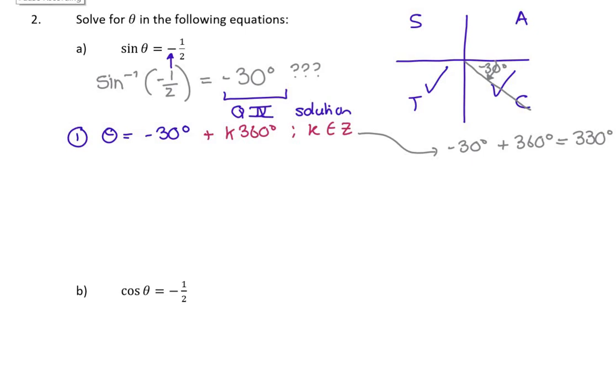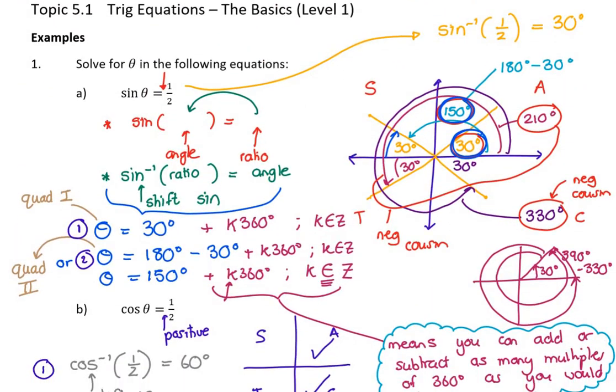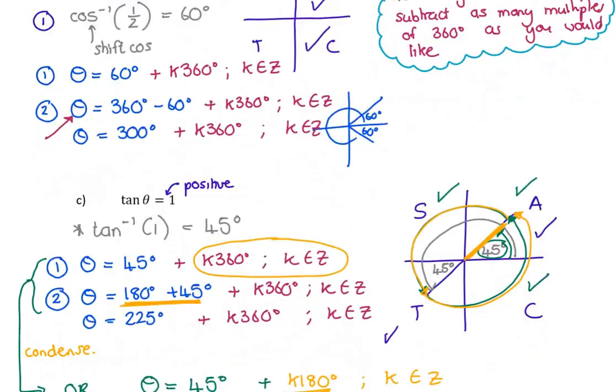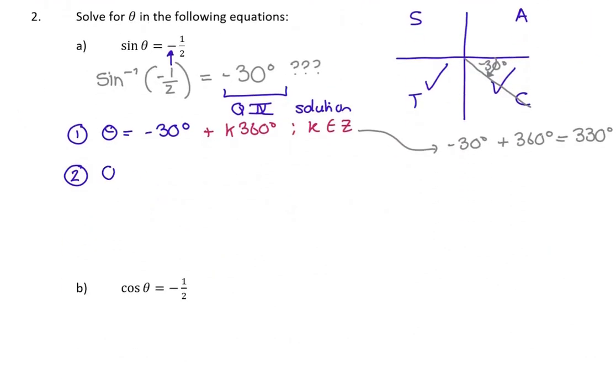Okay, so now the question is, how do I find my second solution? Now again, this is the beauty of trig equations. You don't have to change your method at all. If we go back up to question 1, where we did our first sine equation, how did we find our second solution? Our second solution was found by doing 180 minus the first solution. So this is exactly what we're going to do again. So our second solution is going to be theta is 180 minus our first solution.